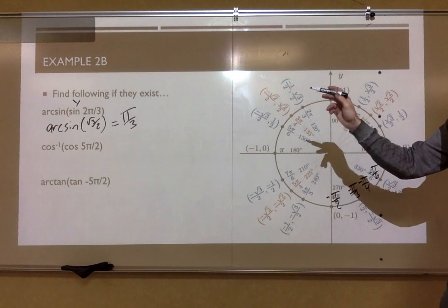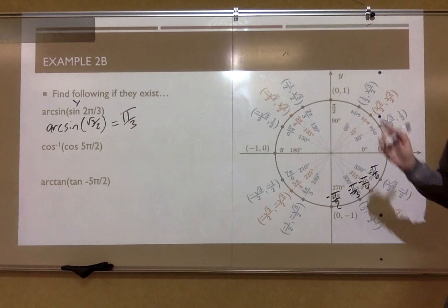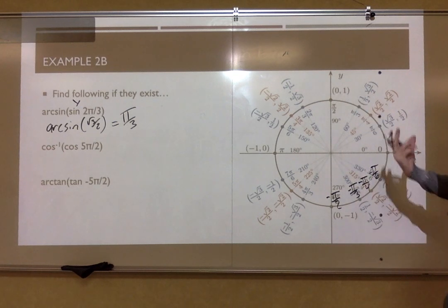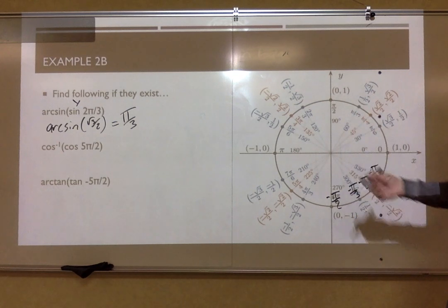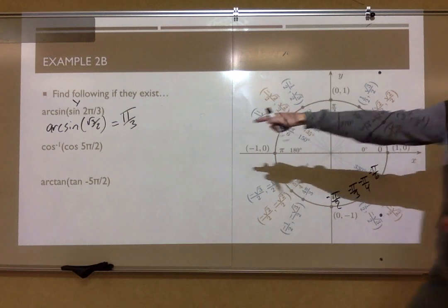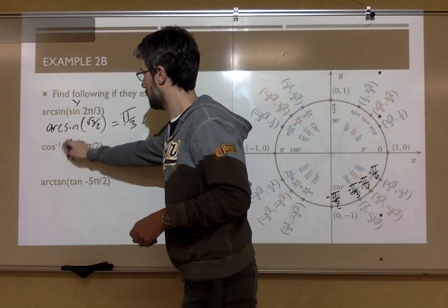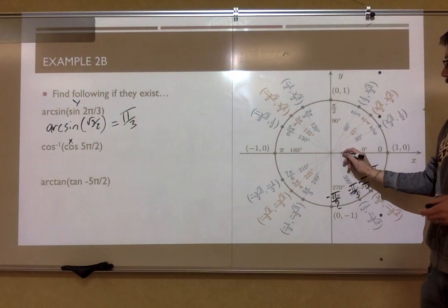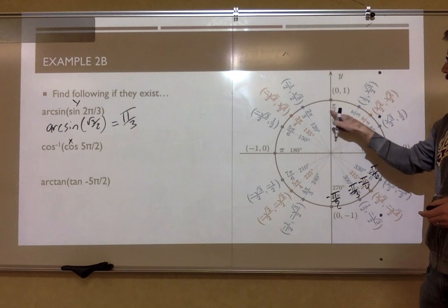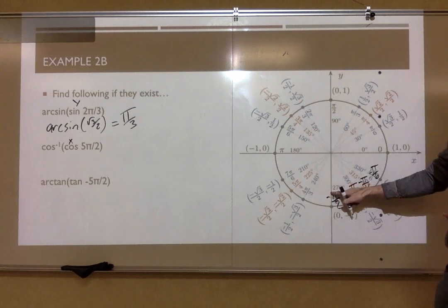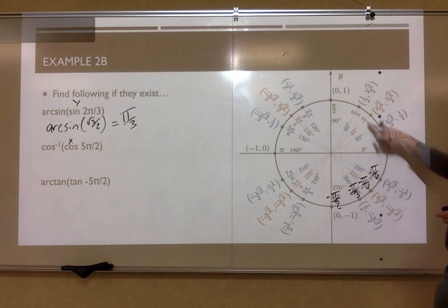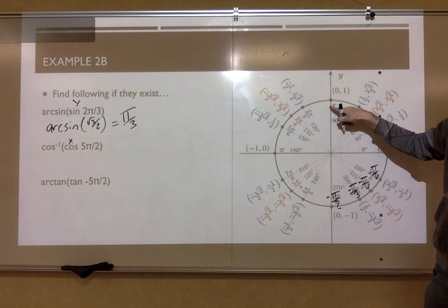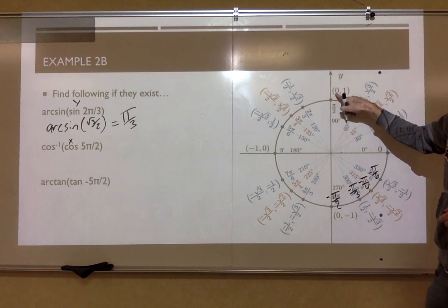Cosine inverse of cosine of 5 pi over 2. Now we've got one where the radian isn't even on the unit circle. We have to think about coterminal angles. So just starting out, cosine is the x value. If we rotate pi over 2, 2 pi over 2, 3 pi over 2, 4 pi over 2, 5 pi over 2. This is coterminal with 5 pi over 2, so this is really what we're looking at. What is the x value right here? It is 0.